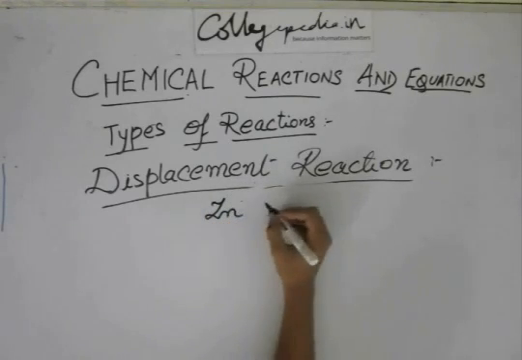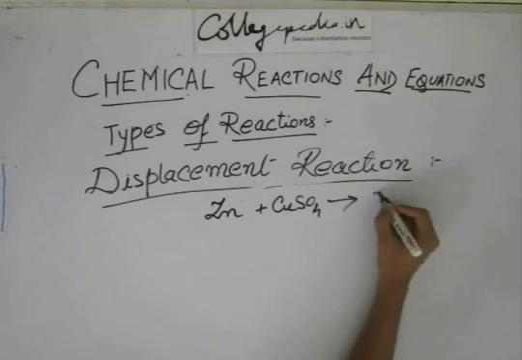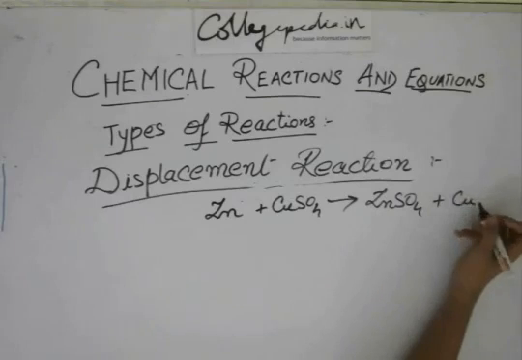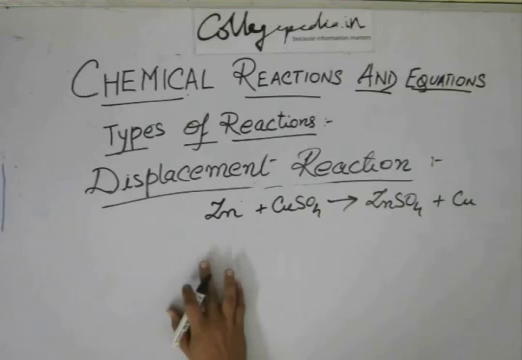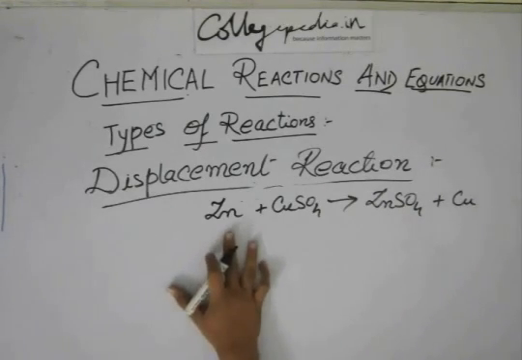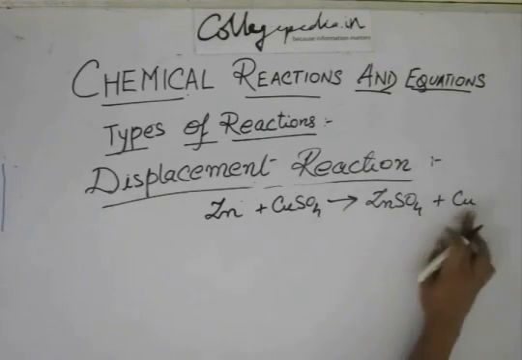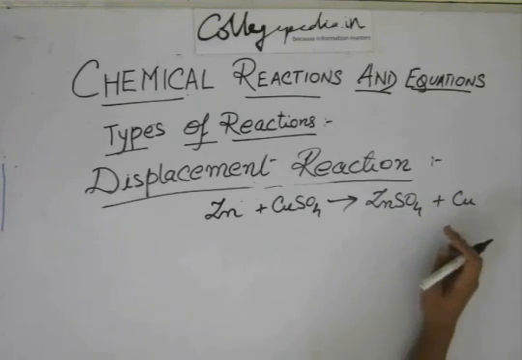Zinc is also more reactive than copper. Zinc is even more reactive than iron. Zinc plus copper sulfate will give zinc sulfate plus copper. And again, in all displacement reactions, the reverse reaction never takes place, because it's always a more reactive metal displacing a less reactive metal. So the less reactive metal, when released, cannot displace the more reactive metal. So that is why these are not reversible.